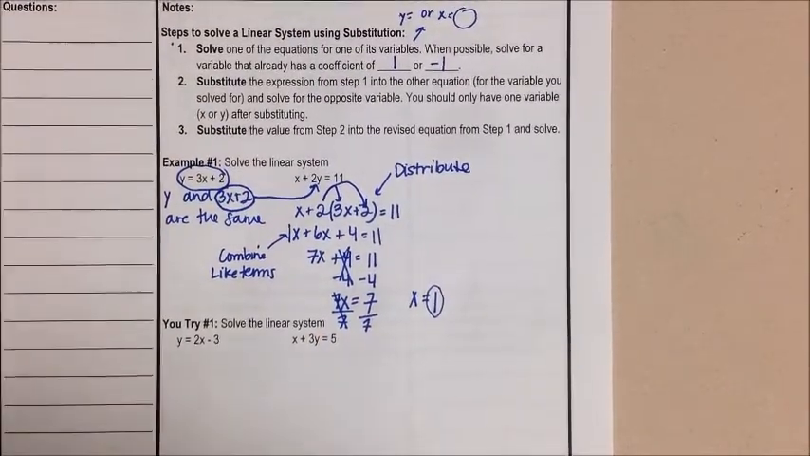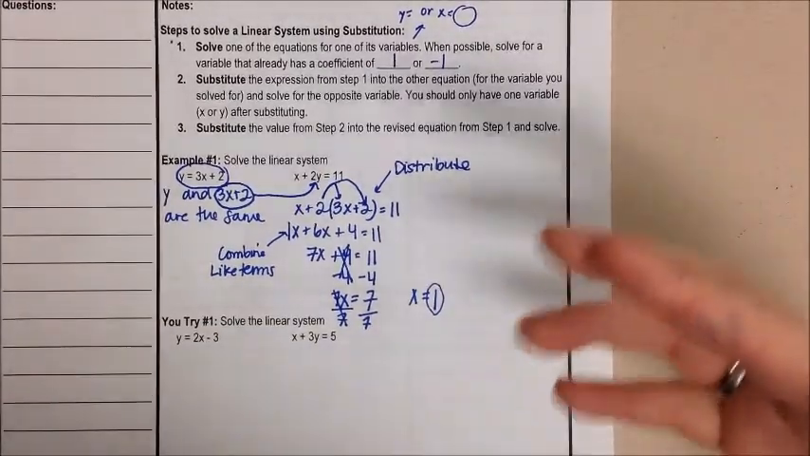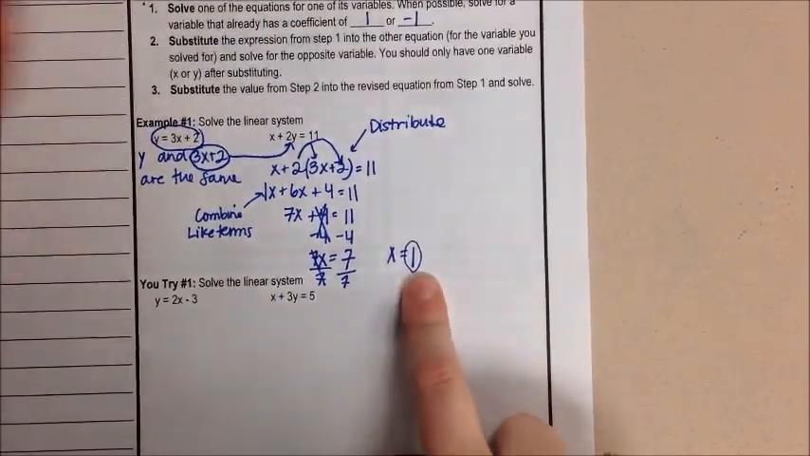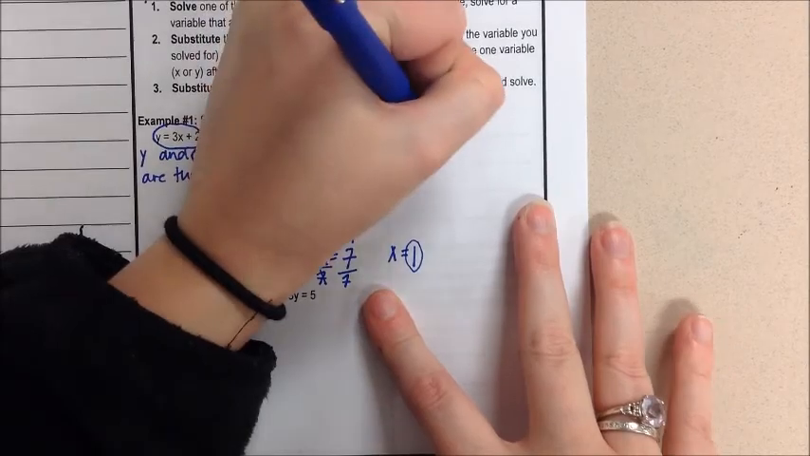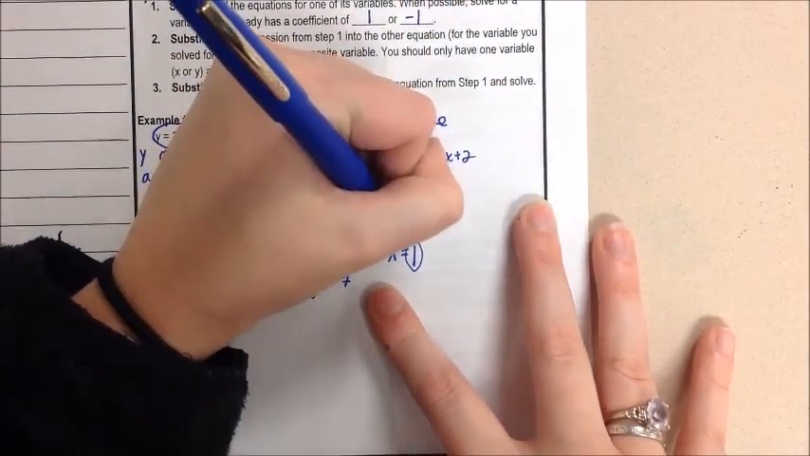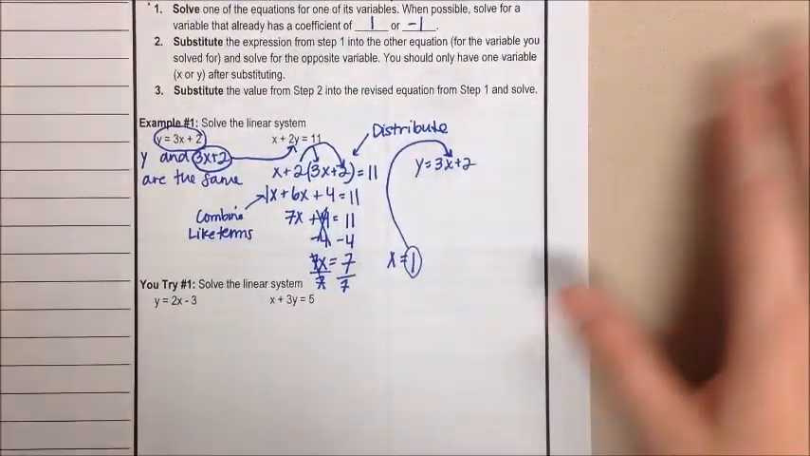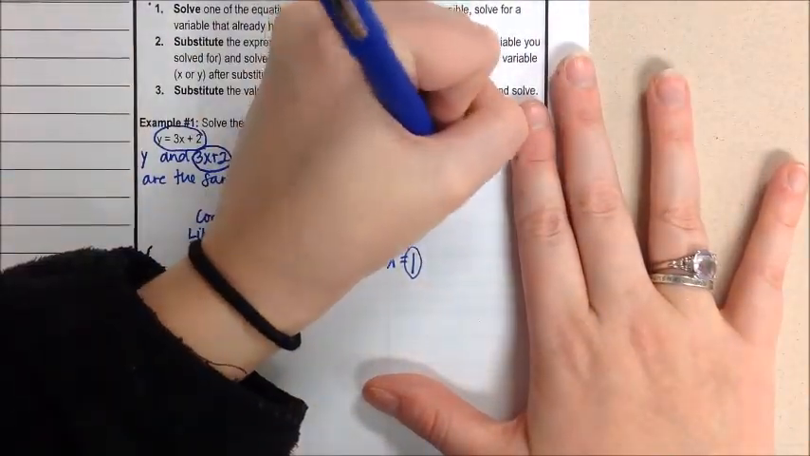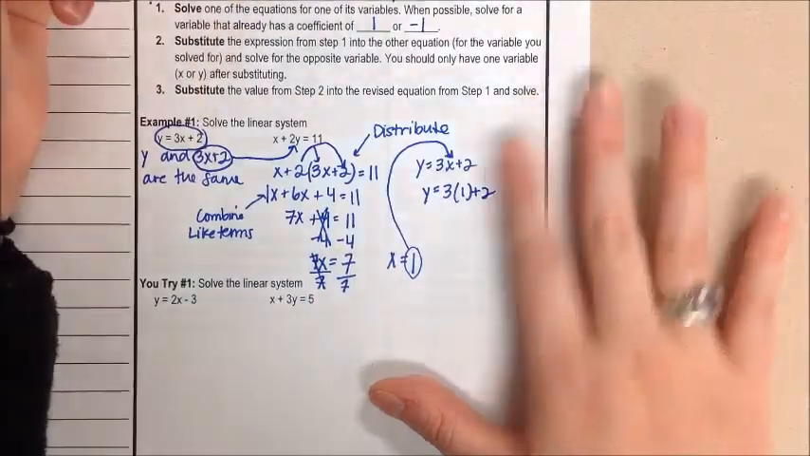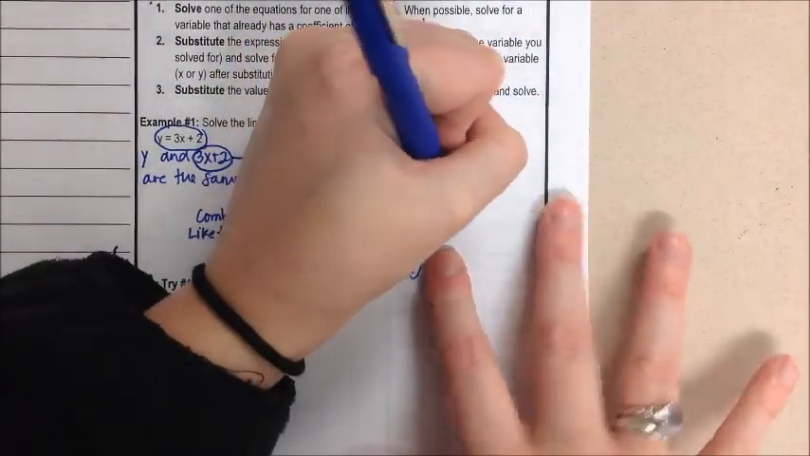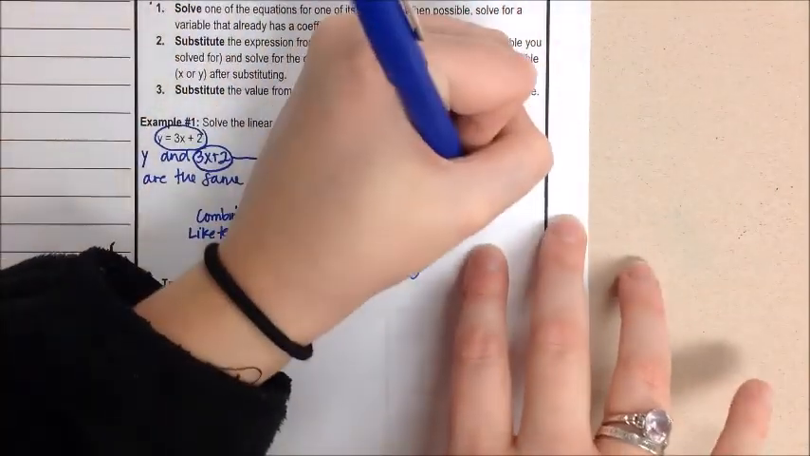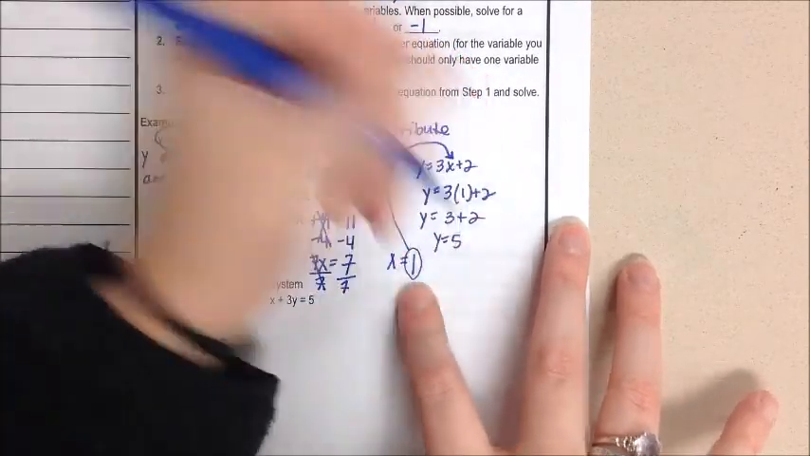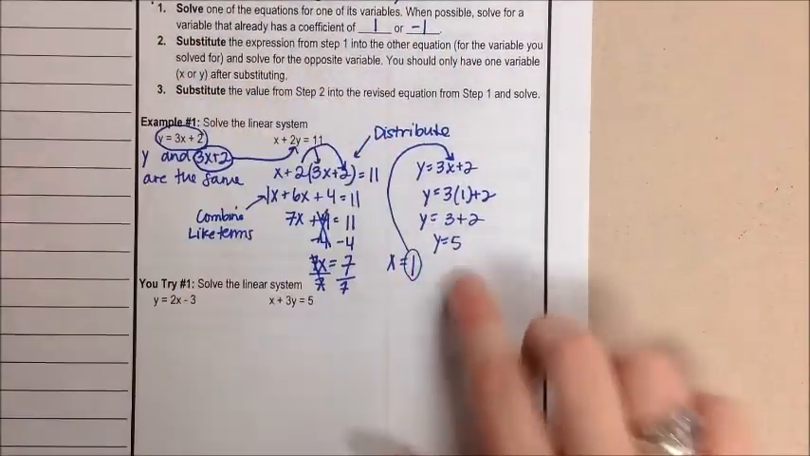Okay, so now we're going to substitute this into this equation. Well, is it going to go in for y or x? Well, it's going to go in for x because that's what I know it's equal to. So I'm going to have y equals 3x plus 2, and I'm going to substitute this 1 in for the x. So now I can solve for y. Okay, so y equals 3 times 1 plus 2. Well, 3 times 1 is 3, and 3 plus 2 is equal to 5. Okay, so now I have my y value.